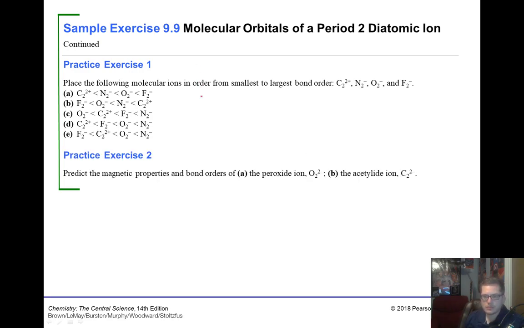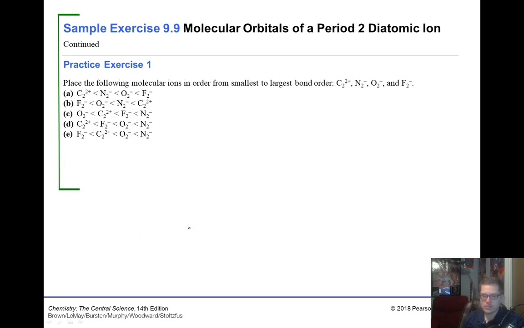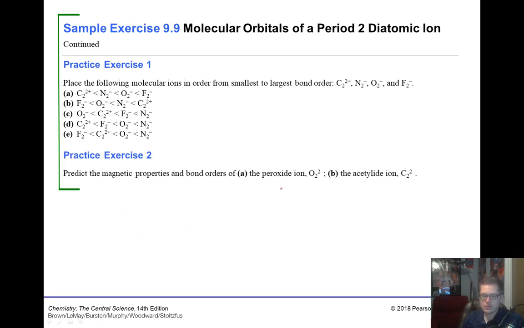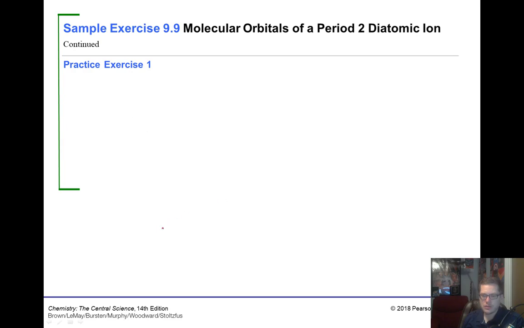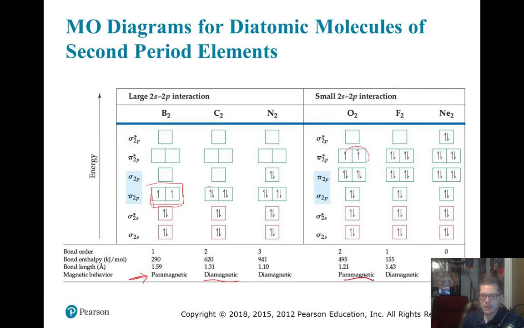Let's do a couple of these. Predict the magnetic properties and bond orders of peroxide ion. Okay, so O2 2-. Well, really, let's just cheat a little bit here. So we've got O2 2-. Oxygen is right here. If we're going to add two more, we're just going to sketch here. We're going to say it's O2 2-.